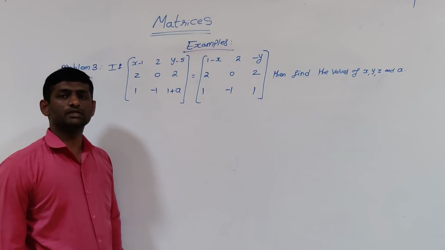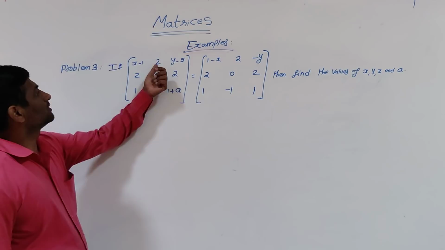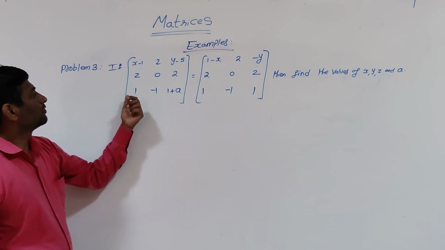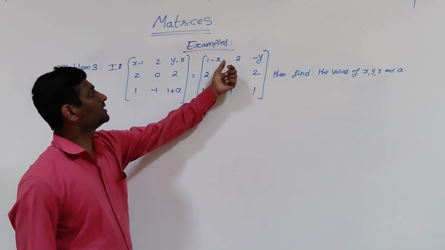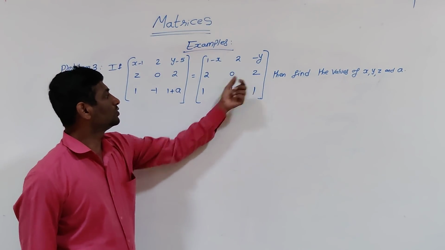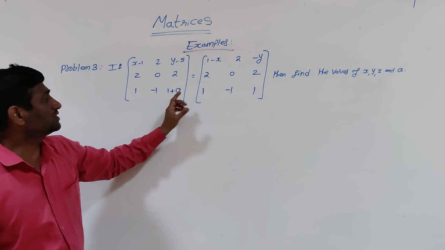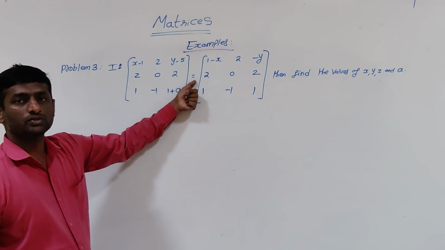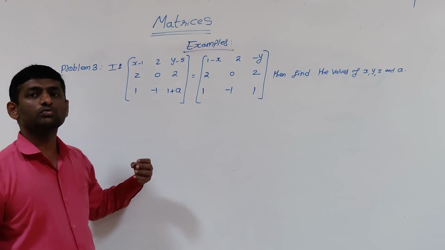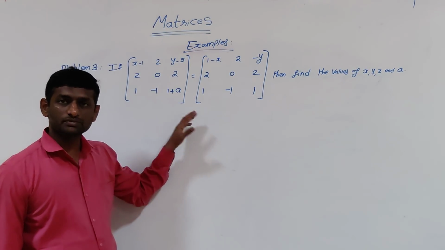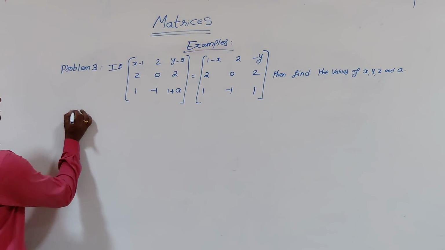We'll see one more example, problem number 3. If the matrix [x minus 1, 2, y minus 5; z, 0, 2; 1, minus 1, 1 plus a] is equal to the other matrix [1 minus x, 2, minus y... 2, 0, 2; 1, minus 1, 1], these are the two matrices which are equal. By the definition of equality of two matrices, two matrices are equal if they are of the same size and the corresponding elements are equal. Now we will see the solution.